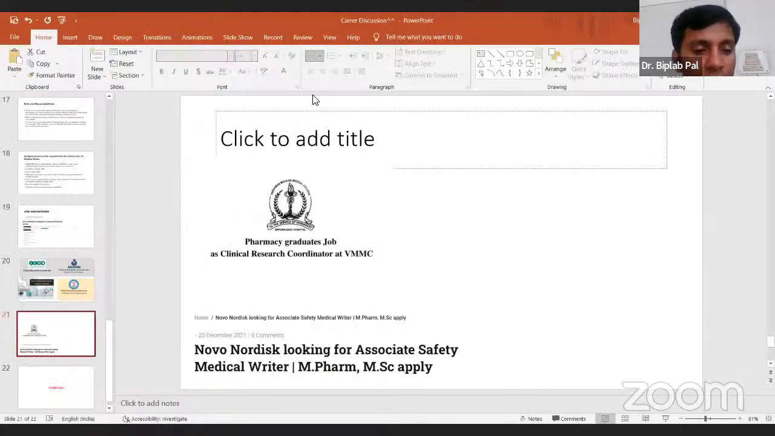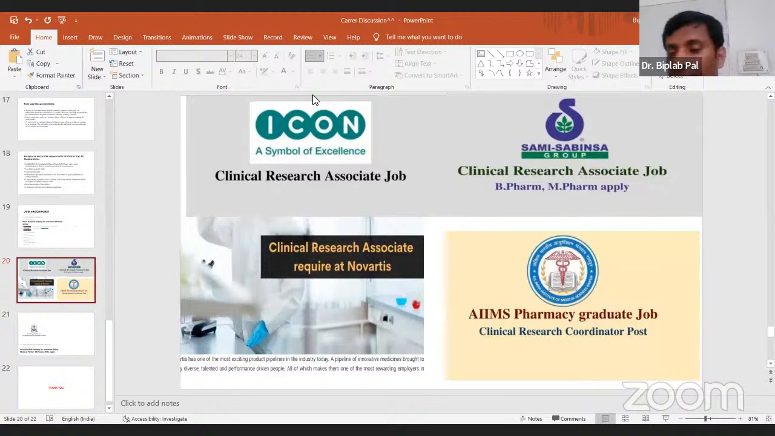Being a clinical pharmacist, you can get jobs in these areas. So if you have any questions related to this area, I'll be happy to handle.